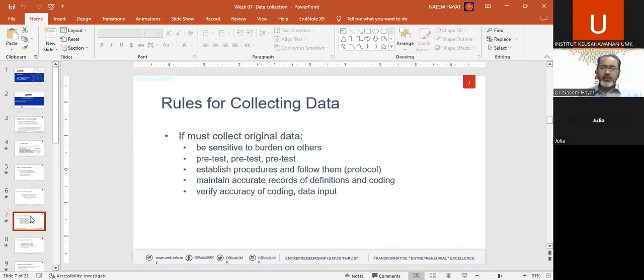Establish procedures and follow them. It means the protocol may be a kind of instrument, with the directions on how to actually collect data, how to answer, what kind of issues may be involved, and how to solve them.